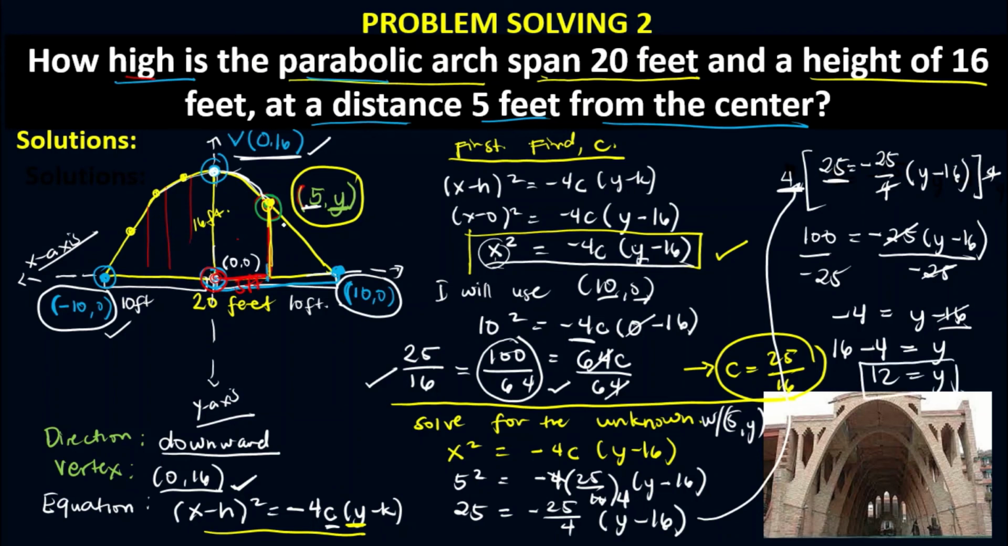So, itong 12 na ito, ito daw ang magiging height nung ating line dito from this span or from this base ng ating parabola whenever na yung ating distance mula doon sa center is 5 feet. And the 12 here, that is the height from the points ng ating parabola dito sa ating base. So, 12, that is our final answer.